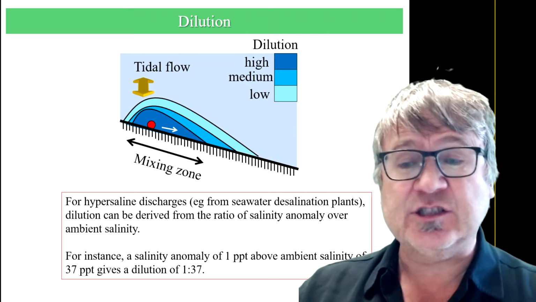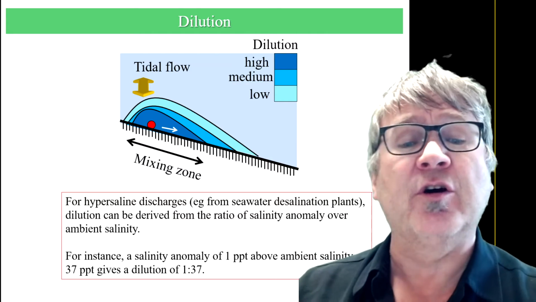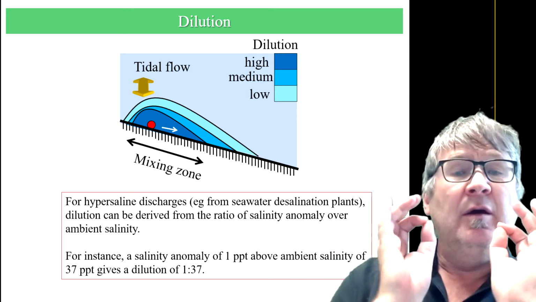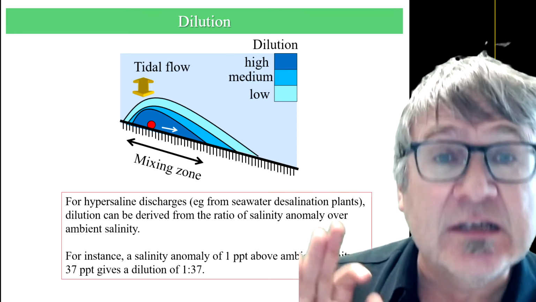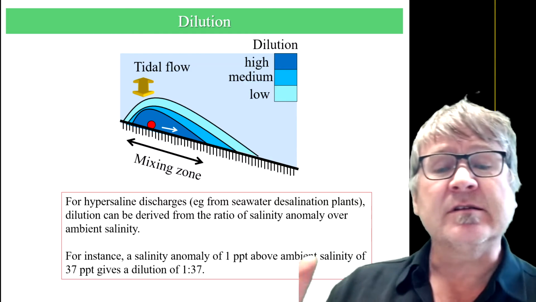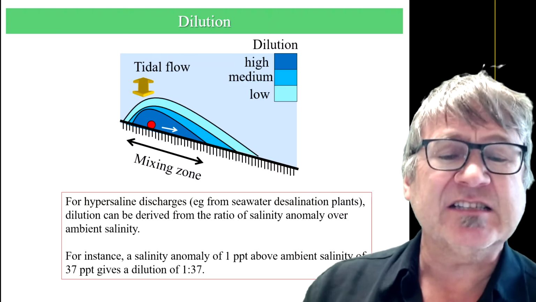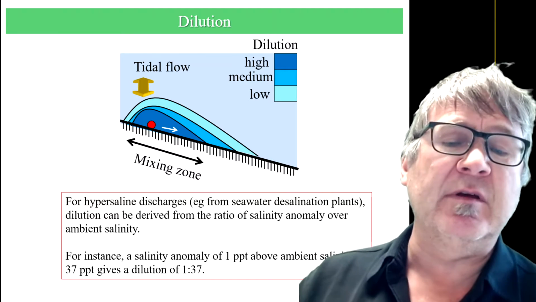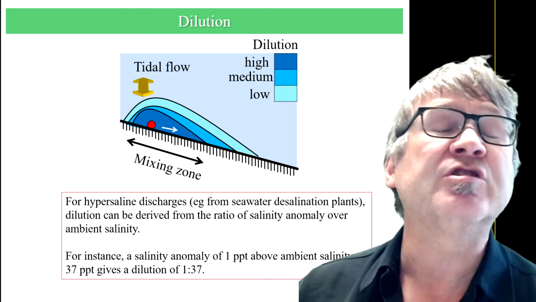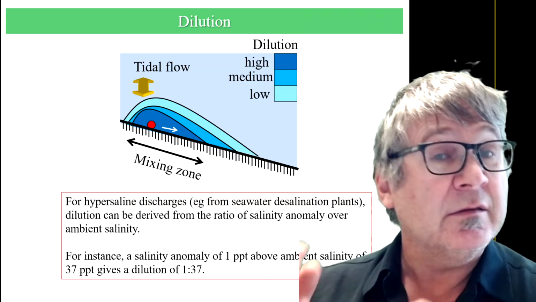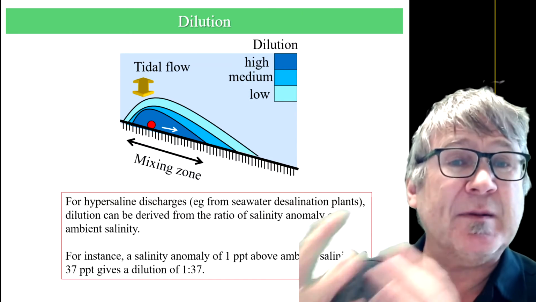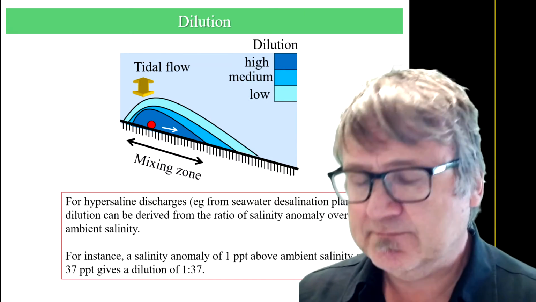Okay, so it's a hypersaline discharge, and the dilution can be derived from the ratio of salinity anomaly over the ambient salinity. Again, you can work out the dilution ratio from salinity observation. For instance, a salinity anomaly of 1 part per thousand, or 1 salinity unit above ambient salinity of 37 ppt, gives a dilution of 1 to 37. And this dilution ratio may be specified in an operating license.